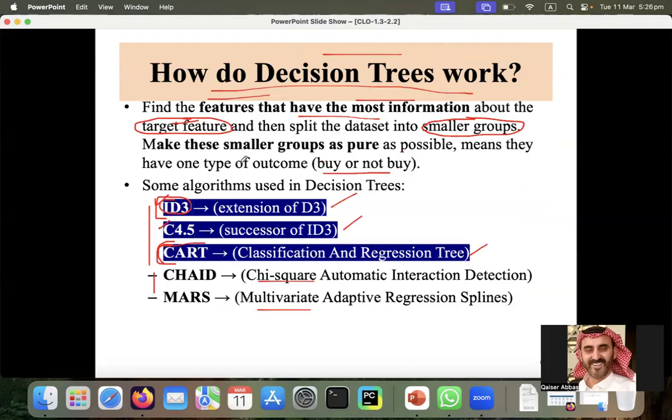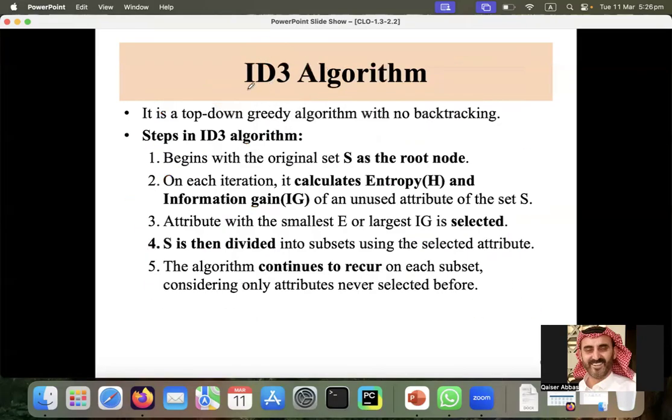Previously we said that we will study these three algorithms, which are the main algorithms showing the working of the decision tree. Now we are starting with the ID3 algorithm. It is top down, from root to leaf nodes, with no backtracking. If failure occurs, you cannot backtrack. Anyhow, let's see the ID3 algorithm.